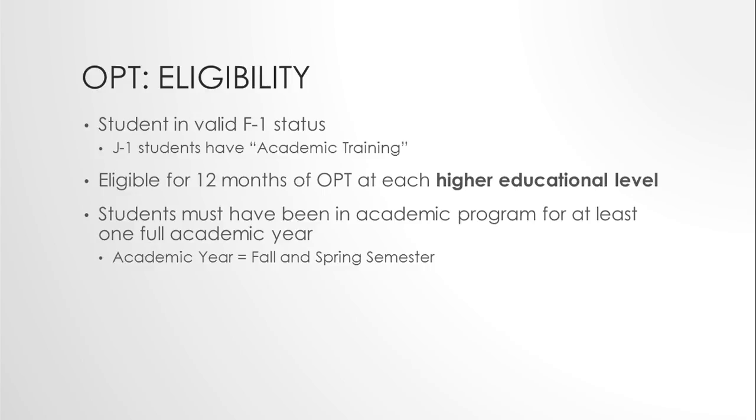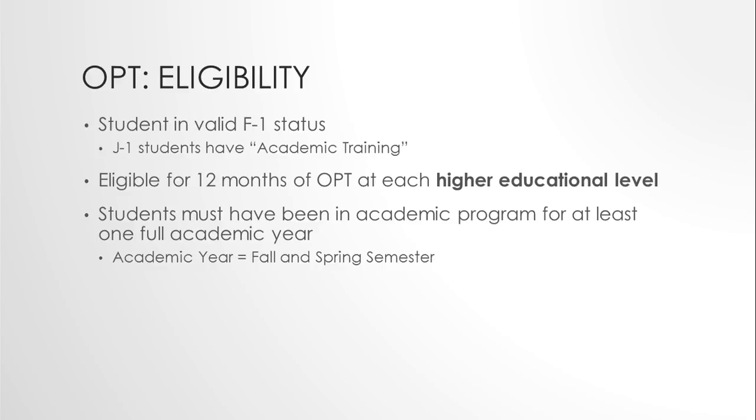And for OPT, students can get a new 12 months of OPT per degree level. So for instance, if a student gets a bachelor's degree, they're eligible for 12 months of OPT. Then if they want to go back to school and get a master's degree, they can get 12 more months. And if they go back for a PhD, they can then get an additional 12 months based on each degree completion and that they're going up.